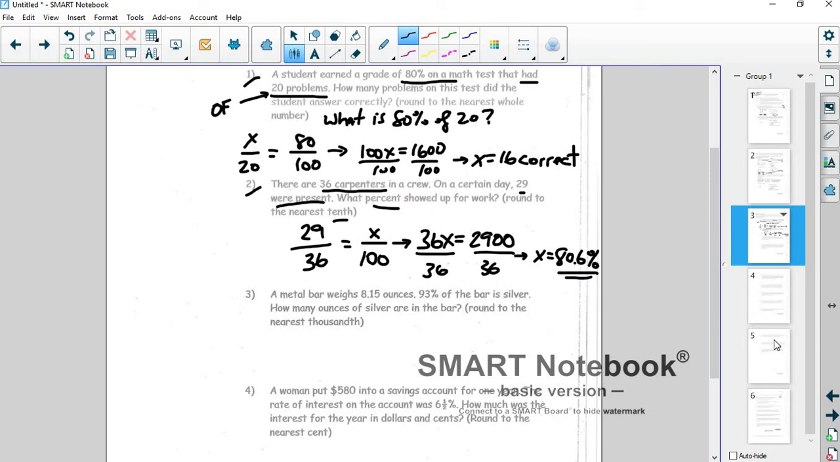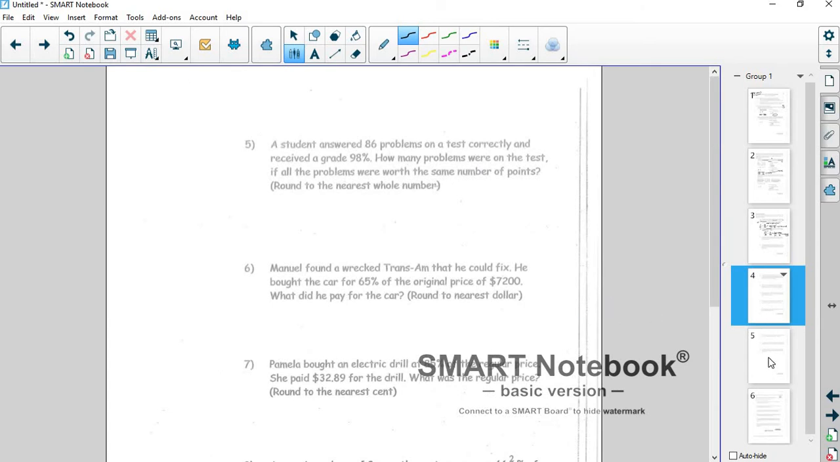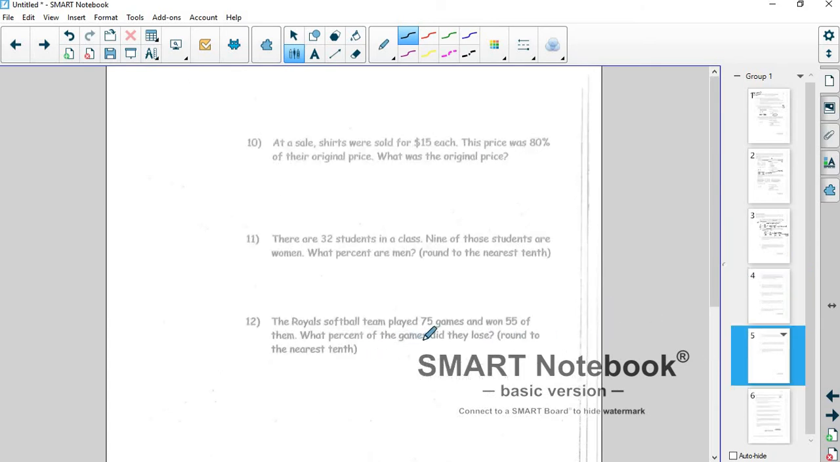Okay? So this worksheet again is in D2L, and you can access these problems all the way through to 12. They're all relatively straightforward. Just make sure you're putting things in the right order and you should be okay.